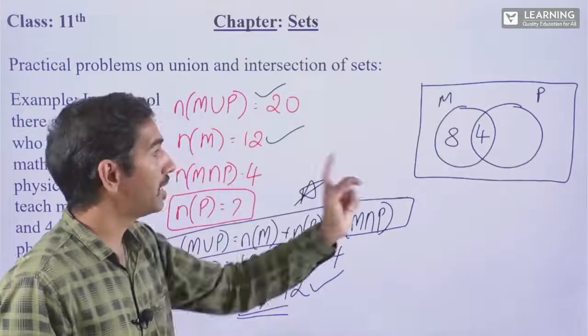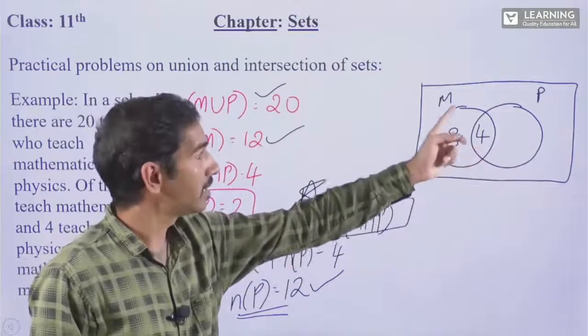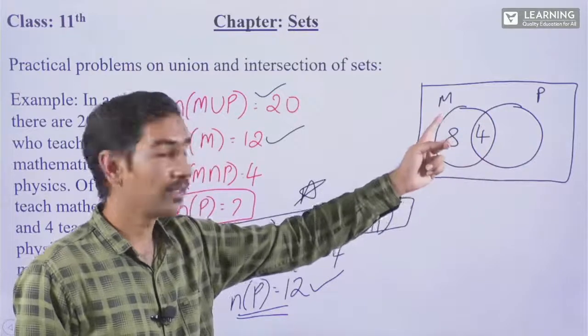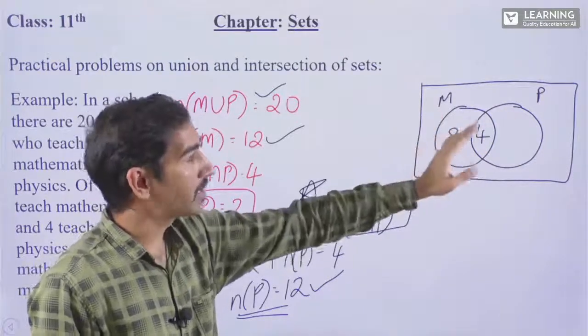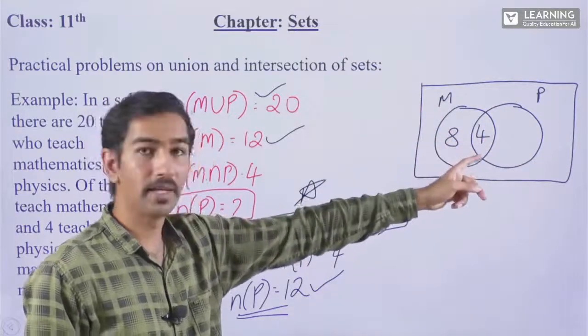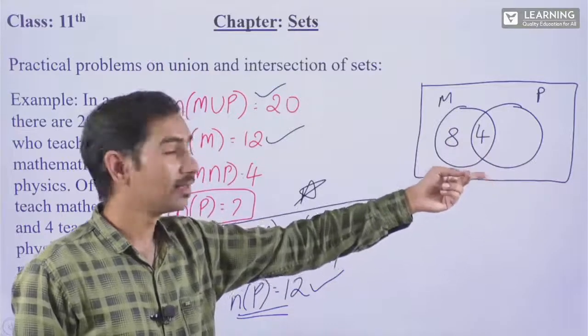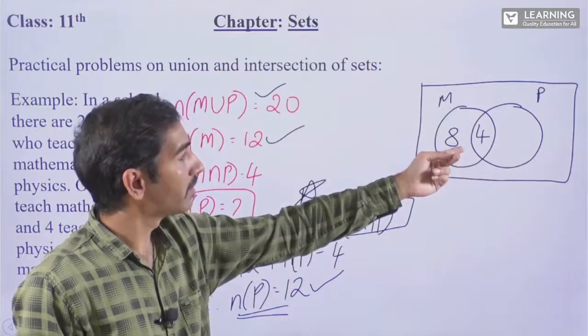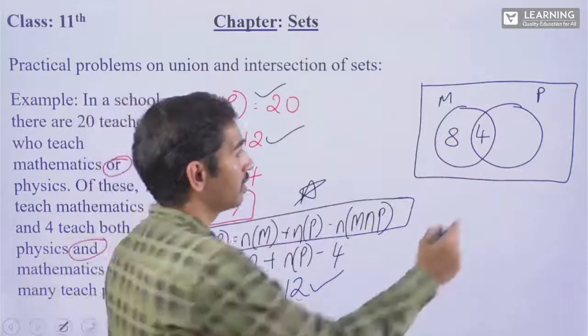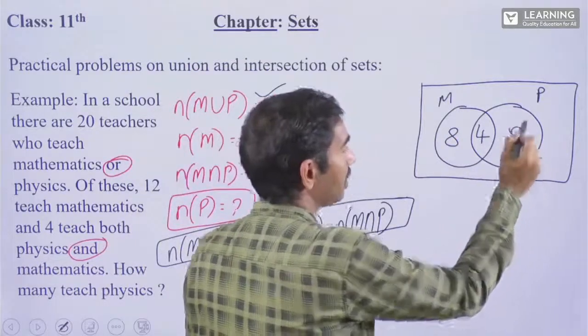Correct. So totally it is 12, right? 8 plus 4. See this mathematics circle. Totally it is 12. Now the total number of teachers is 20. So 8 plus 4 is 12. How much is remaining? 8 more is remaining. So you have to write 8 here.